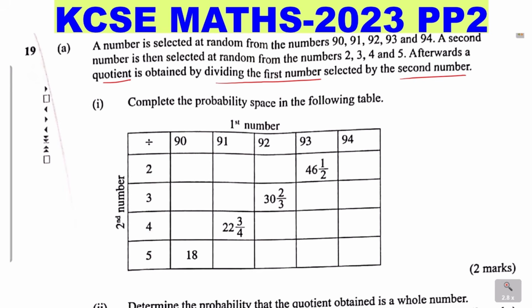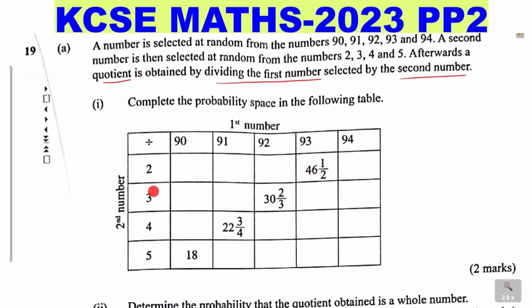So you're supposed to complete this table, and notice the table has been filled with mixed numbers. So ensure that you write your answers as mixed numbers when you're filling the table. Don't change that. So how has it been filled? You simply take from the ones that are filled here. For example, 93 divided by 2, you get 46.5. That is what has been filled.